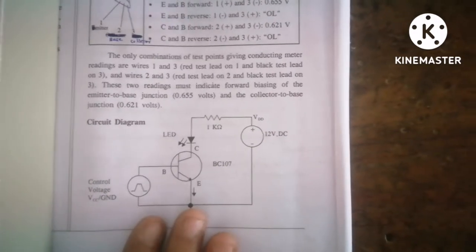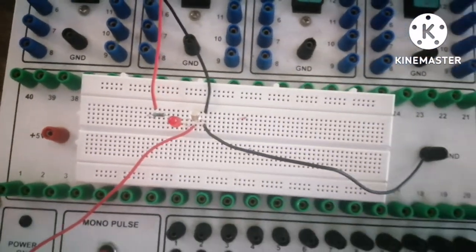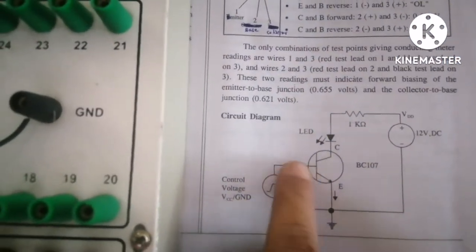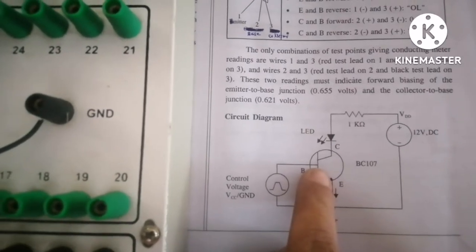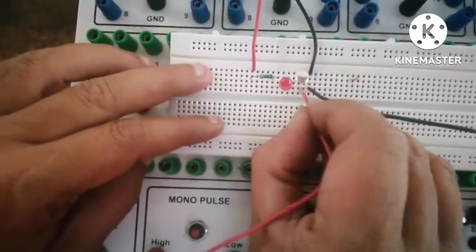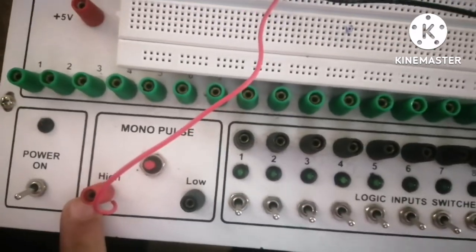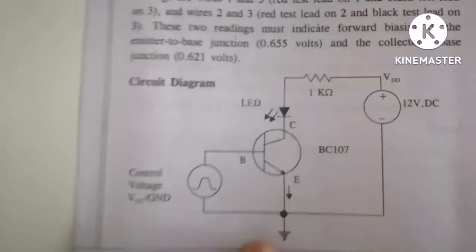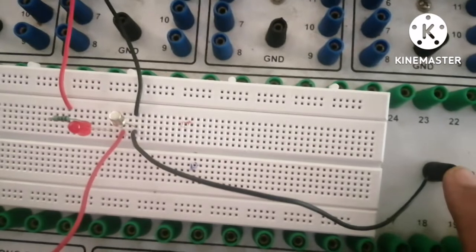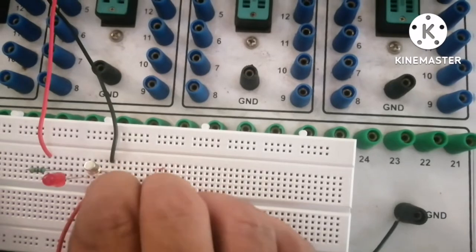According to this circuit diagram, I have connected the main circuit now. So let us study the circuit. The monopulse should be given to the base terminal of the transistor, so I have taken high and given it to the base terminal. Secondly, the emitter should be grounded, so I have taken a ground wire and connected it to the emitter terminal of the transistor.